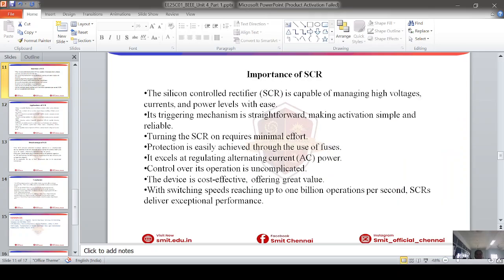Then importance of SCR. SCRs can handle high voltages, high currents and high power levels with ease. Its triggering mechanism is straightforward, making activation simple and reliable. Turning the SCR on requires minimal effort, and its protection is easily achieved through the use of fuses. It excels at regulating alternating current power. Control over its operation is uncomplicated. The device is cost effective, offering great value, with switching speeds reaching up to 1 billion operations per second. So SCRs deliver exceptional performance.